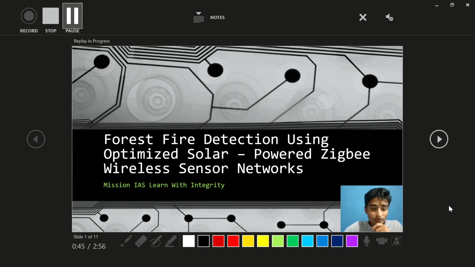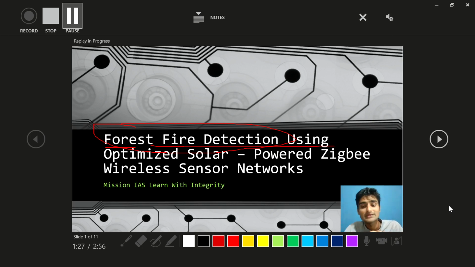So before discussing this project, I will give you a clear glimpse of the title of this project. One is forest fire detection. Whenever the word forest fire detection comes up, it plays a very important role, because the forest gives us the momentum to sustain this environment, a blueprint, or we can say a chart which signifies our lifeline. So this is the reason why we are going to discuss forest fire detection using this optimized solar power Zigbee wireless sensor network.